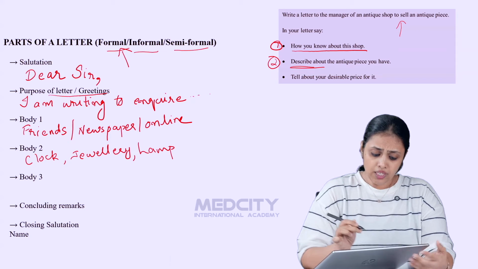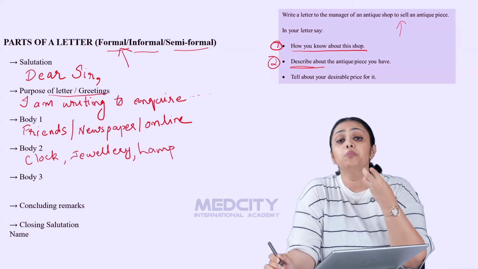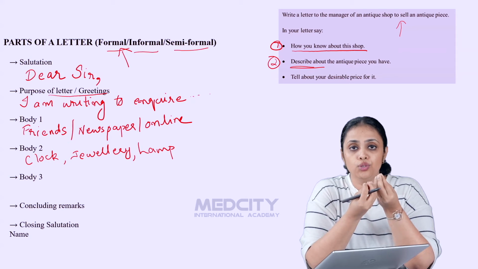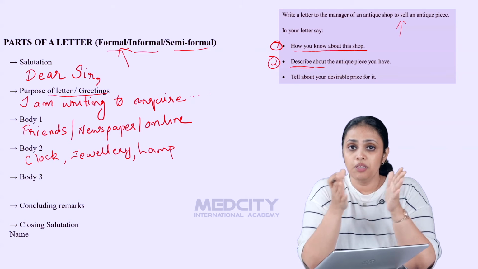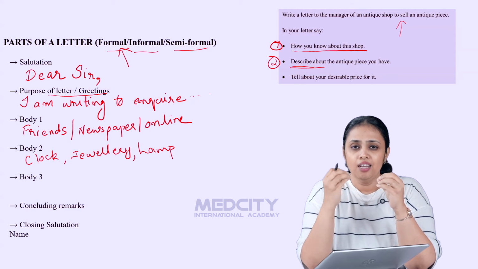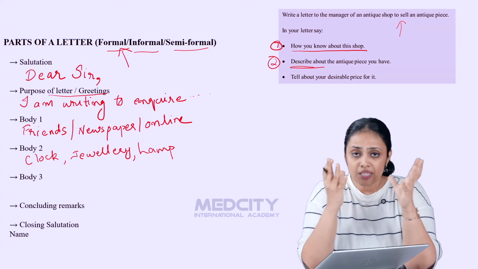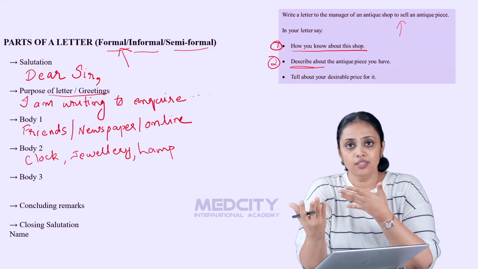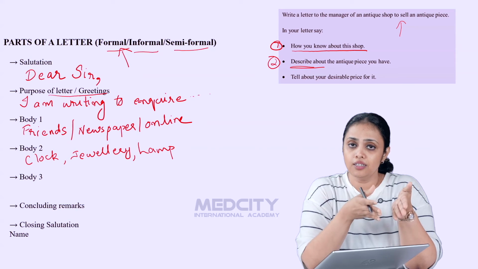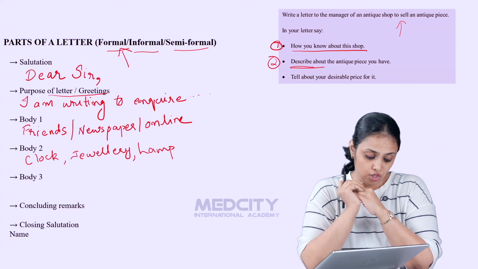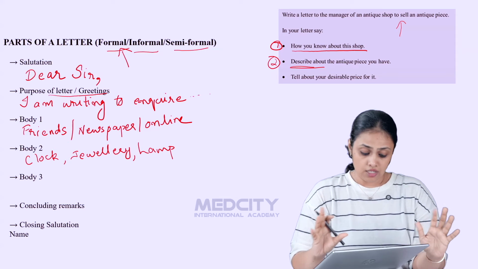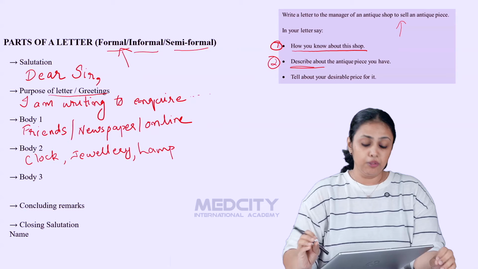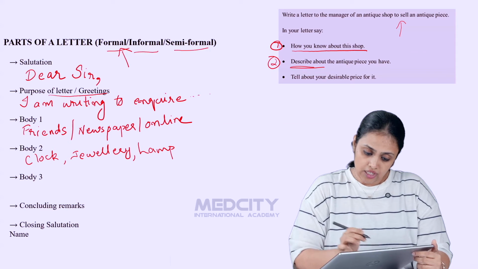Whatever it is, you should be able to talk about the design, the make, what material is used, how long it has been with you, any detailing, how the look and feel is. You're basically describing or explaining your product to the reader, to the recipient, that here is the manager of that antique shop. So according to your convenience, according to your comfort, decide one product which you feel that you would be able to explain well.